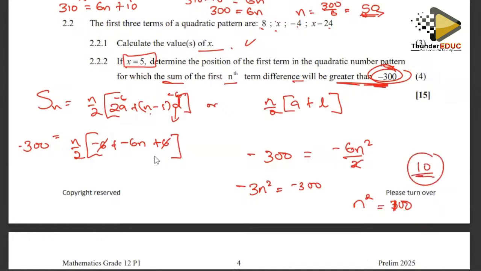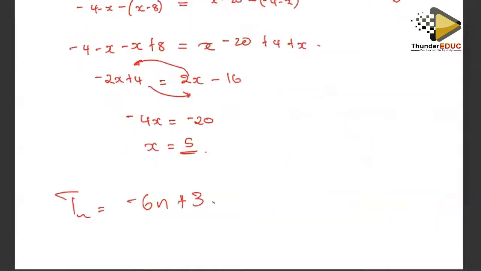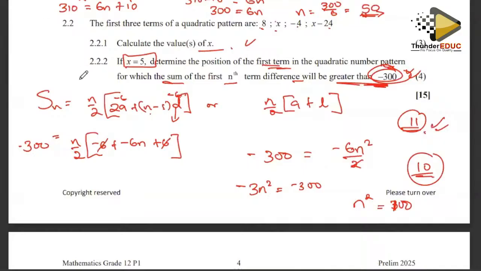Now, for the sum to be greater than 300, determine the position of the first term. So that is going to be position 11. Okay, so that is position 11. I think that makes a lot of sense if it's position 11. All right, so that is with that question.